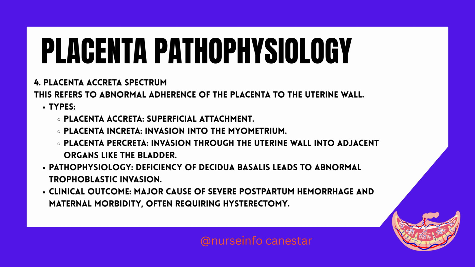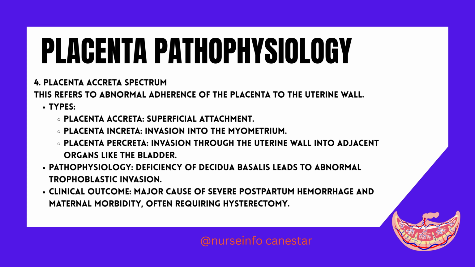Pathophysiology: this is usually due to abnormal remodeling of the maternal spiral arteries, leading to reduced uteroplacental blood flow. The result is chronic hypoxia and undernutrition of the fetus. Clinical outcomes: intrauterine growth restriction, IUGR, oligohydramnios, preterm birth, and increased risk of stillbirth.